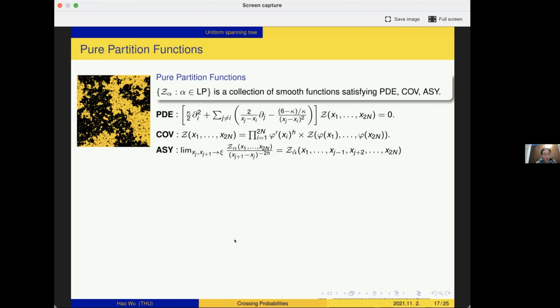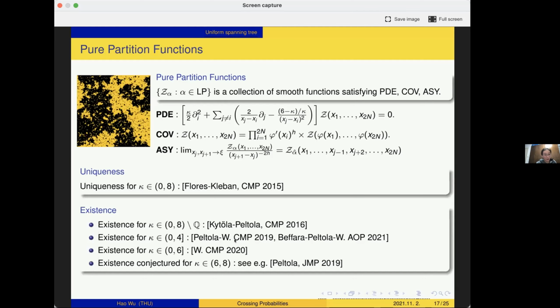Let us recall what I introduced for the pure partition functions. By definition, this is a collection of smooth functions that satisfies PDE, conformal covariance, and asymptotics. I already summarized what happens to the existence and the uniqueness of such solutions. Here is the uniqueness conclusion. Flaha and Kleban prove that if the functions exist, they are basically unique. But in their argument, they require that kappa has to be between 0 and 8, and here, 8 is not included.